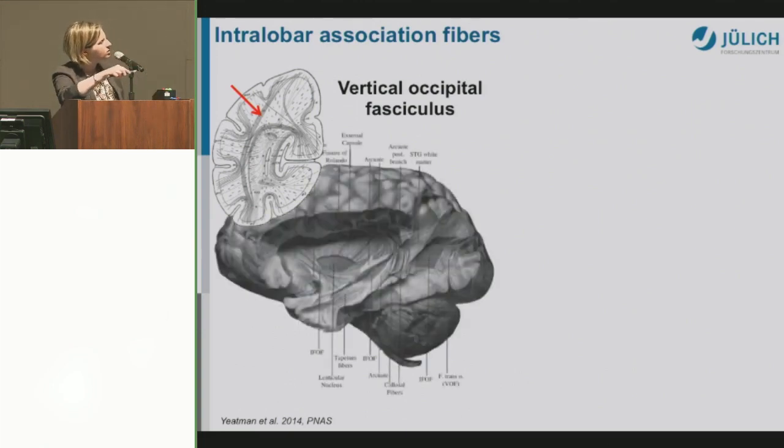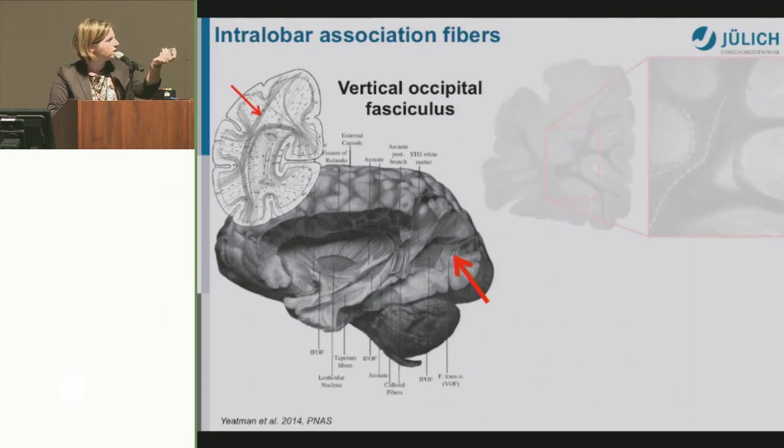you see a very nice depiction again of a dissection, and here in this very hind part you see a fiber bundle running from caudal to rostral, and you see another one running from dorsal to ventral. And this dorsal to ventral fiber bundle would be exactly this vertical occipital fasciculus, while this caudal to rostral one would be again the inferior longitudinal fasciculus. So it can be delineated.